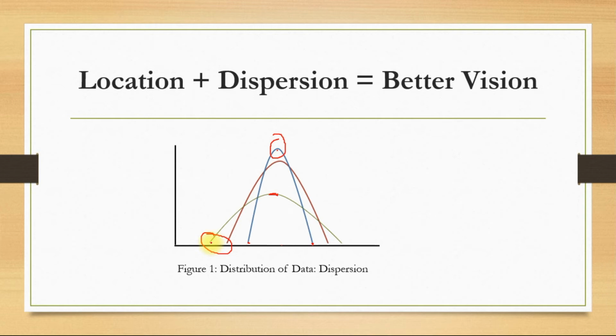Here the difference between the smallest and the largest values is quite high. So the values are more scattered. So in this distribution, values are more dispersed as compared to the blue color graph.